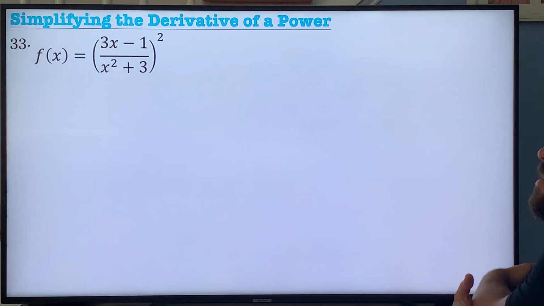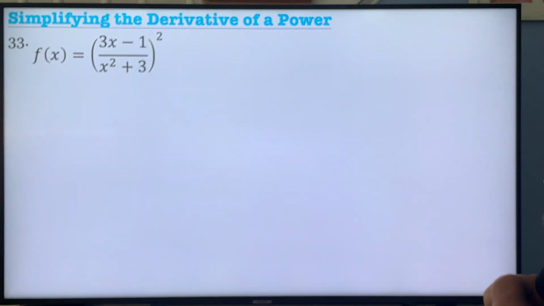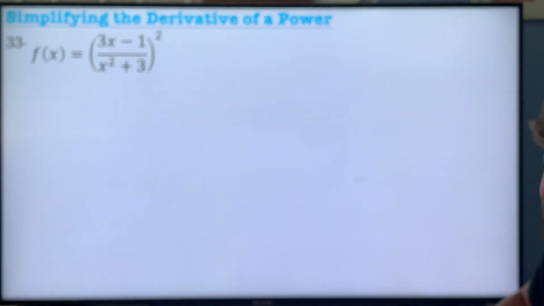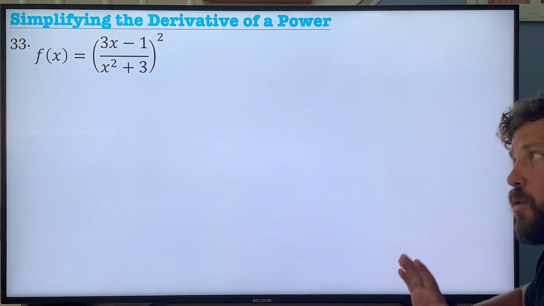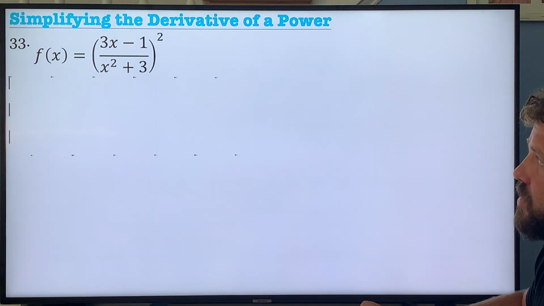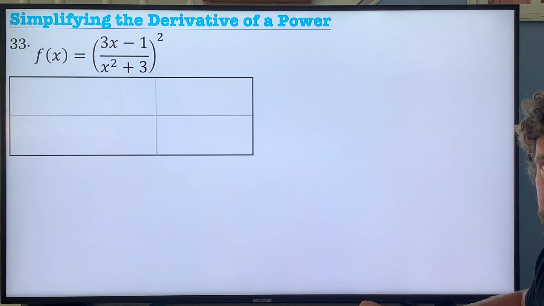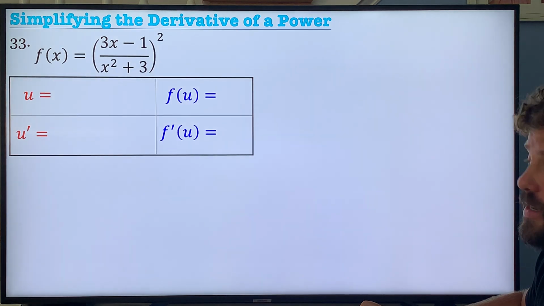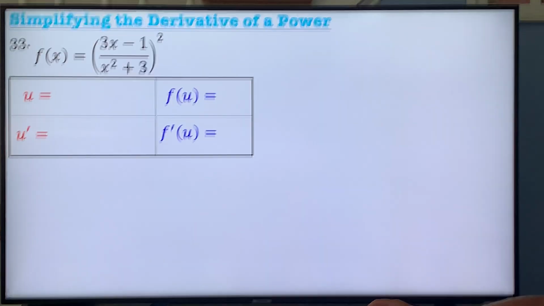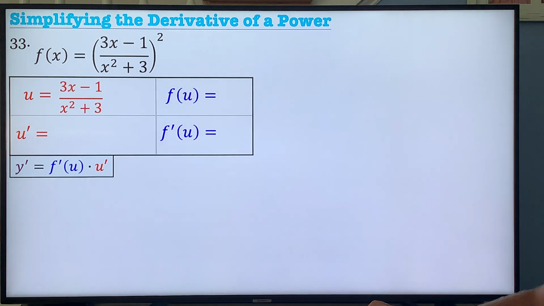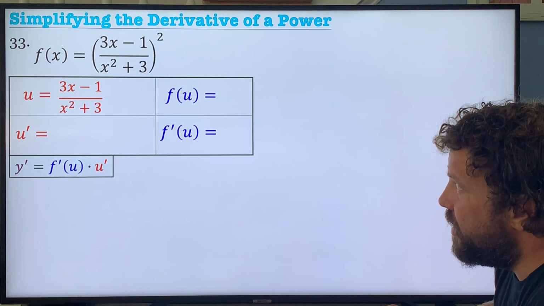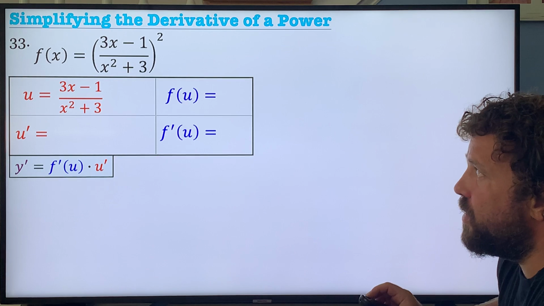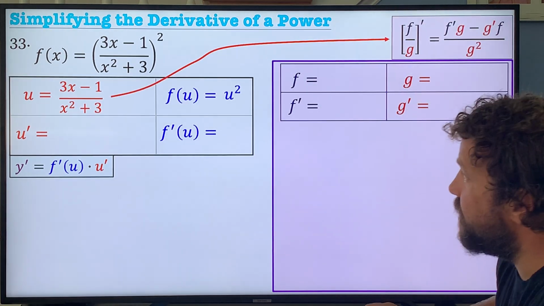Switch things up even more. Now we're going to simplify the derivative of a power. This is like going inside out. So what do you have to do here? What do you think? What rule do you start with? What am I doing here? You actually start with the chain rule. All right? 3x minus 1 over x squared plus 3 is your inside, right? And what's my f of u? U to the second power.